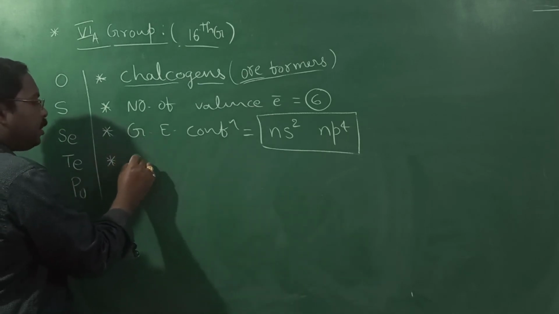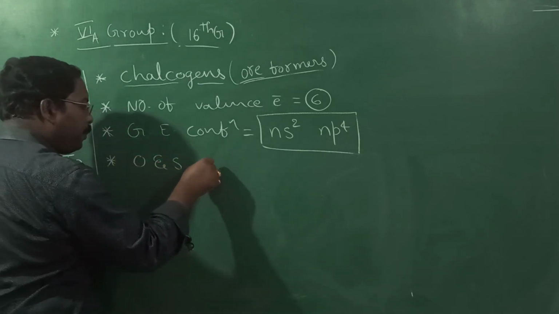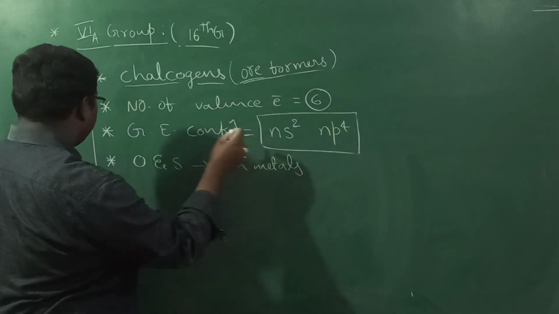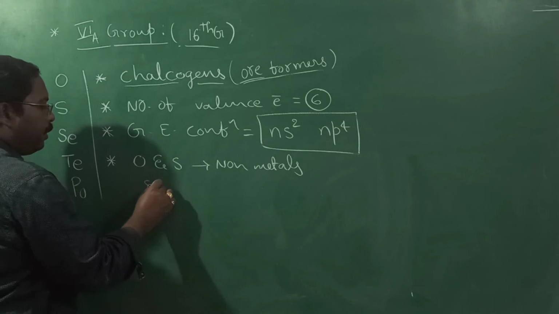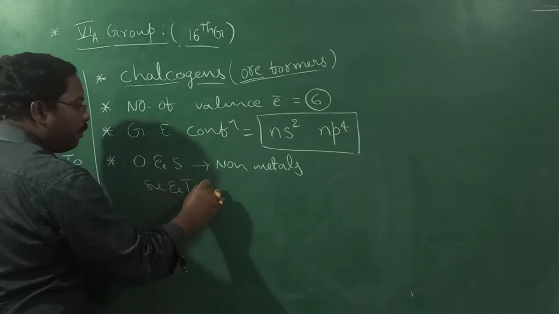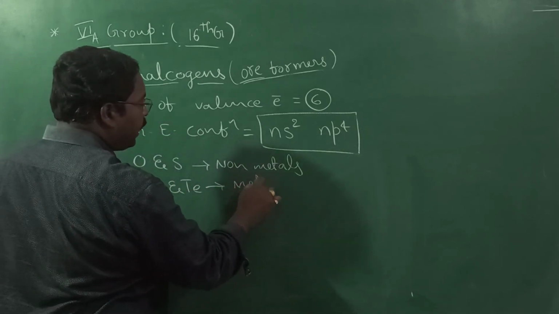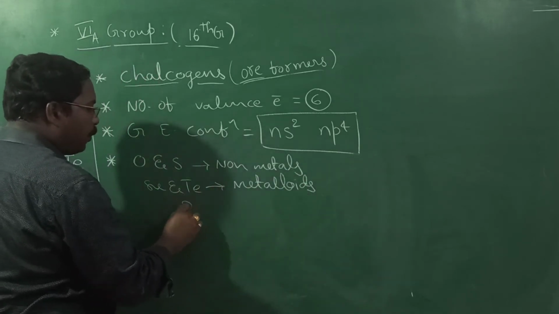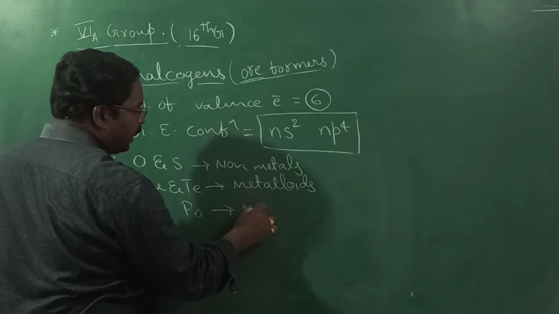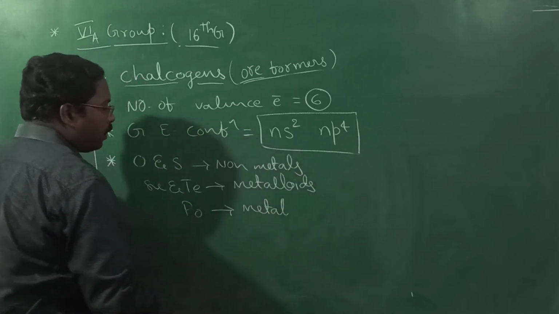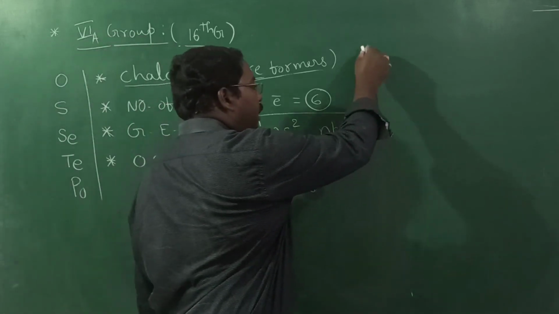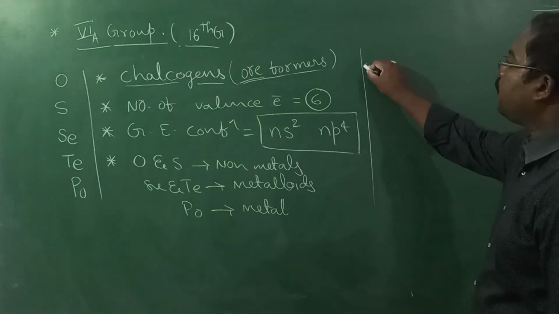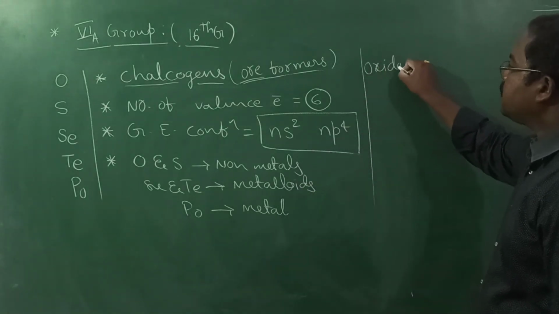Now coming to the nature of these: oxygen and sulfur are purely non-metals. Selenium and tellurium have purely metalloid characteristics. Polonium is a metal, and a radioactive one also. Now last point, coming to the oxidation state.